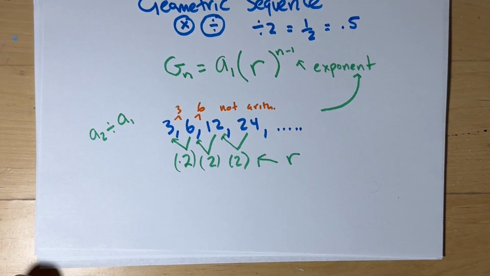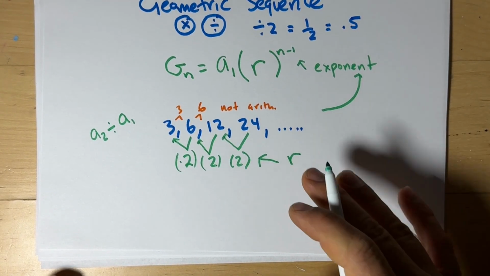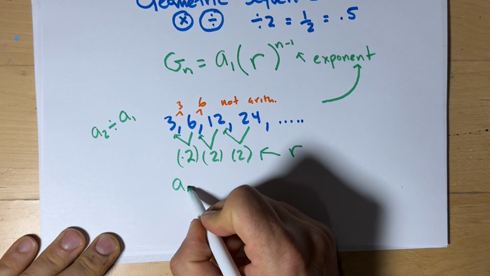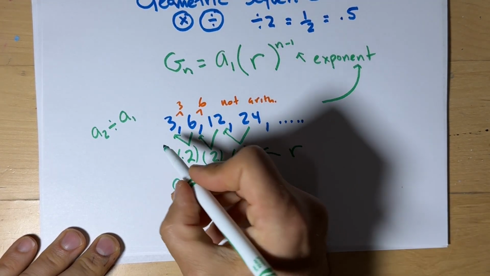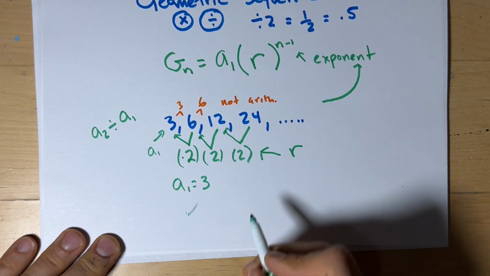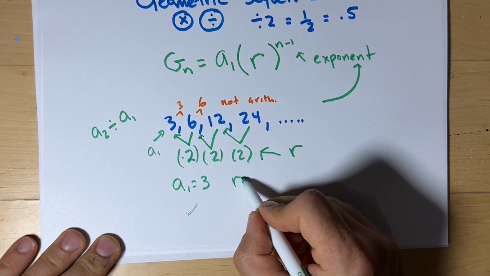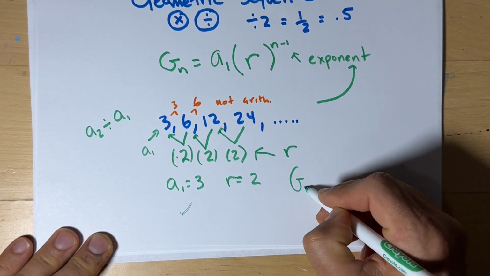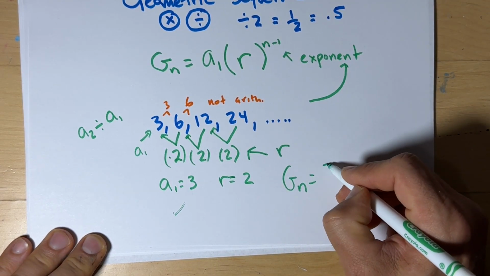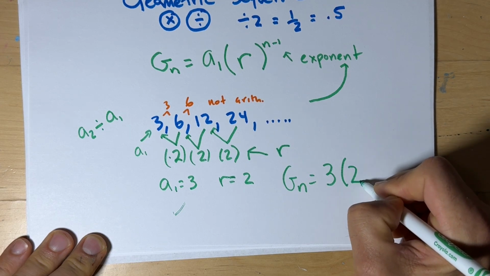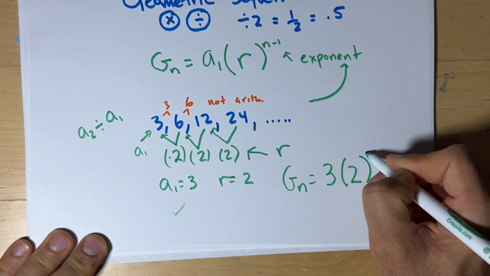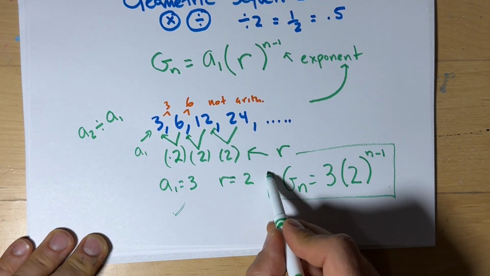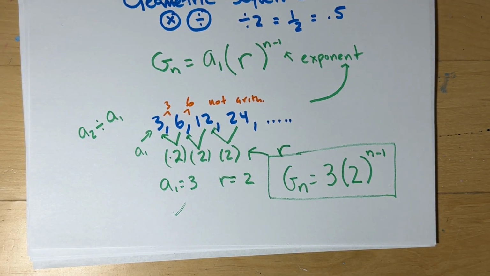So now we can use this to build a formula, and we can find any term we want. Start with our first number, which is 3. This is a to the 1, our first number. Our common difference, or ratio, is 2. So our formula is our first number times the common number we're multiplying, 2, to the power of n minus 1. And that is our formula. We can now find any term that we want.